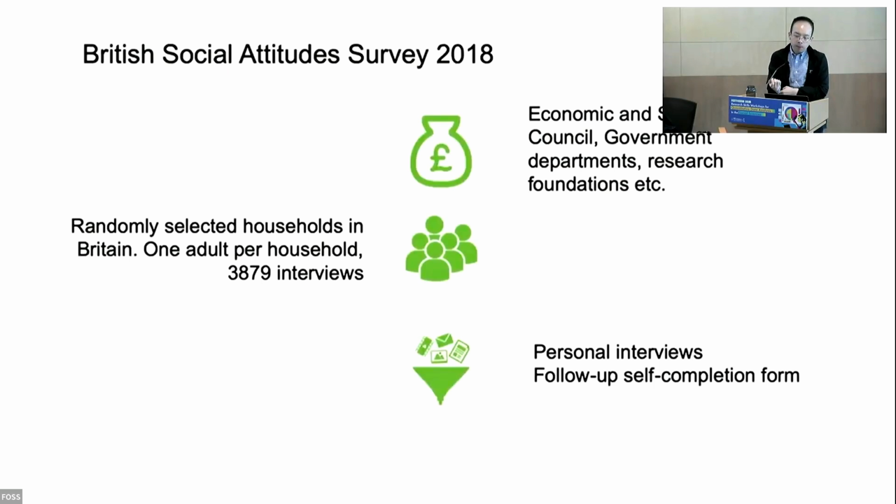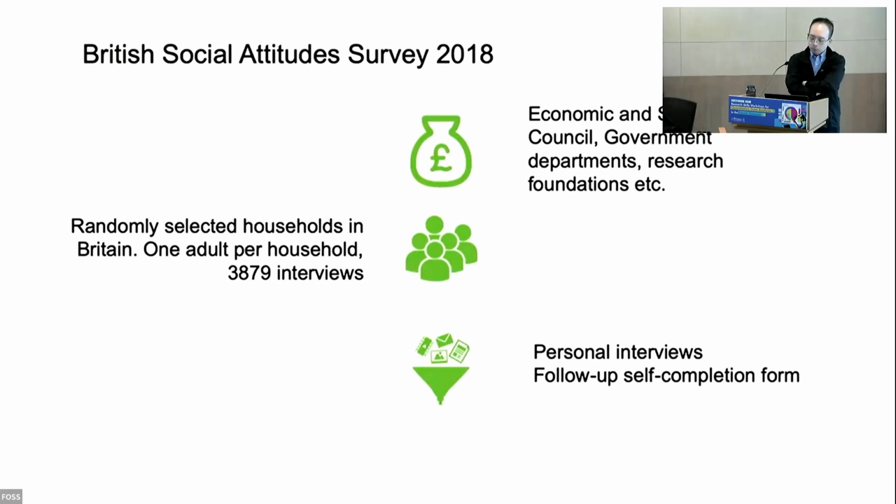The 2018 survey, for example, was funded by a number of sponsors, including the Economic and Social Research Council, government departments, and research foundations. It was designed to produce information about the opinions of adults aged 18 or over in Great Britain. To do this, a sample of potential interviewing addresses were identified, and 3,879 interviews were achieved from randomly selected adults. The survey was conducted using a computer-assisted face-to-face method at the respondent's home. Additionally, a self-completion questionnaire was left for respondents to fill in and return.